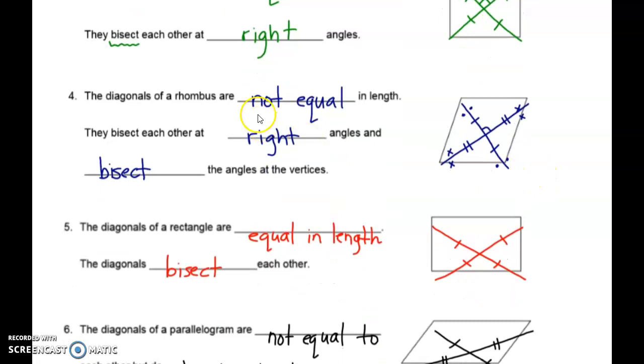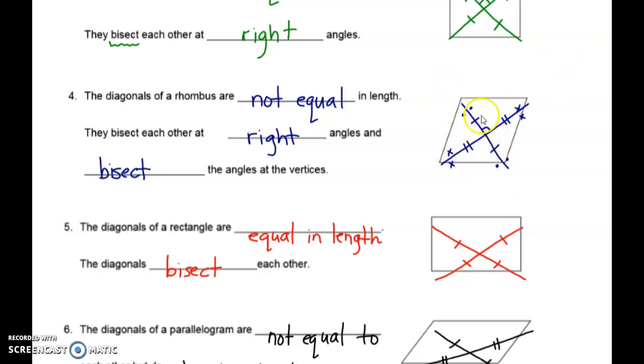If I take a rhombus, recall a rhombus is a square that's on a tilt. So if I take a rhombus and construct the 2 diagonals, take my ruler and measure, I will discover that these 2 diagonals are not equal in length. They will never be equal in length unless it's a square. Okay, so for a rhombus, diagonals are not equal in length. However, they do bisect each other.